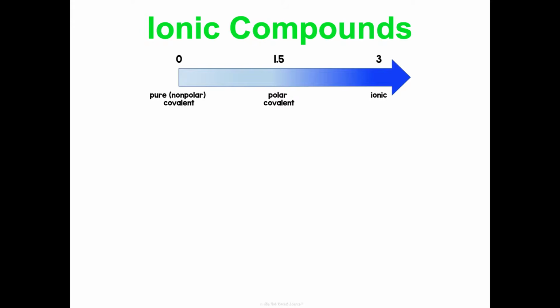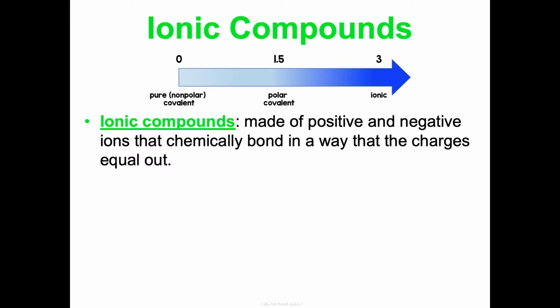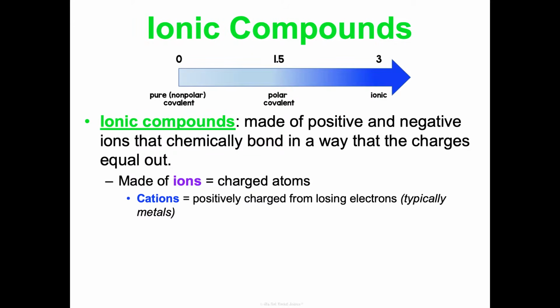So, bringing up this picture again and a few little reminders on these first few slides. This should all be reviewed, probably the first 5 slides we're going to cover, okay? Ionic compounds are made of positive and negative ions that chemically bond in a way that the charges on those ions are going to equal out. Remember, ions are charged atoms. Cations are positively charged because they have lost electrons. This is typically metals. They have a lower electronegativity, so they're not going to attract those electrons as much, and the other one's going to take them.